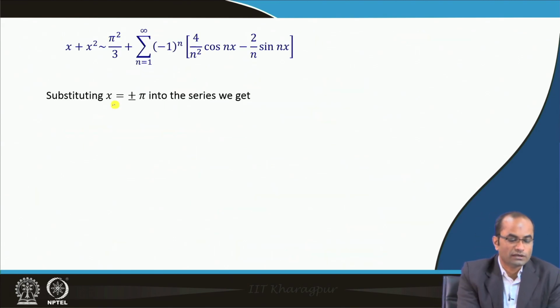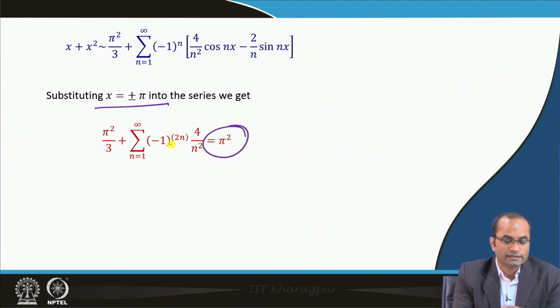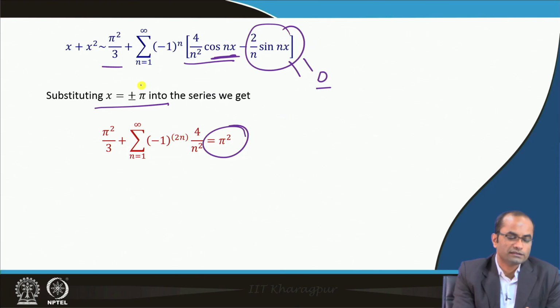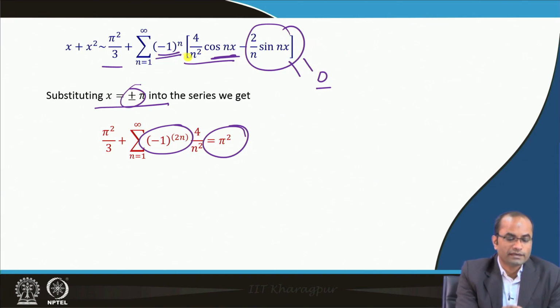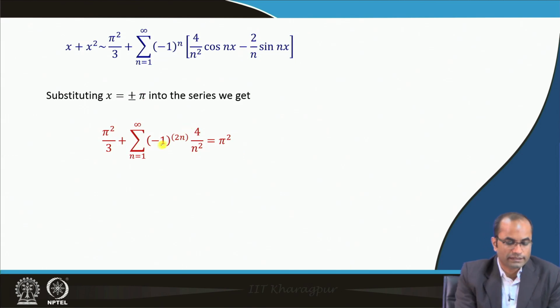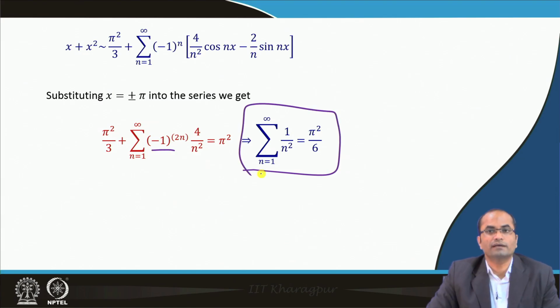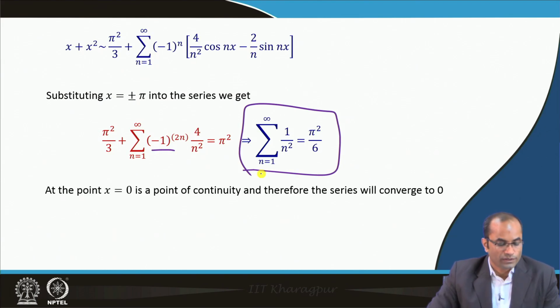So, we have this series. Now here, the right hand side, the sum, is pi square, and then here we will put x equal to plus or minus pi. Because of the sine, this will become 0, and here cos n pi, whether plus or minus pi, does not matter. So here minus 1 power 2n will come, and then minus 1 power n is there. So we get minus 1 power 2n here, and out of this we can easily figure out that our series, the sum of 1 over n square, will be pi square by 6. So that is one of the series which was asked in the question.